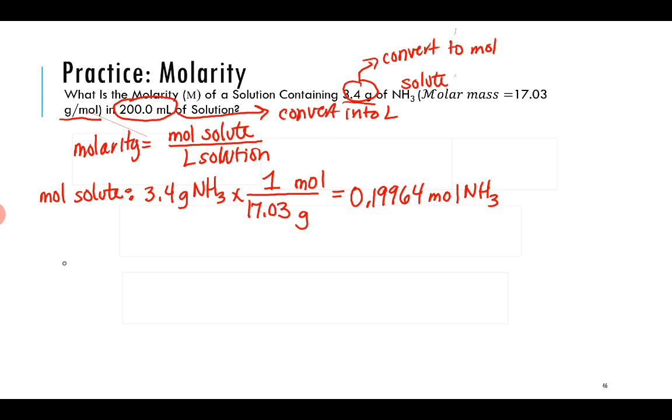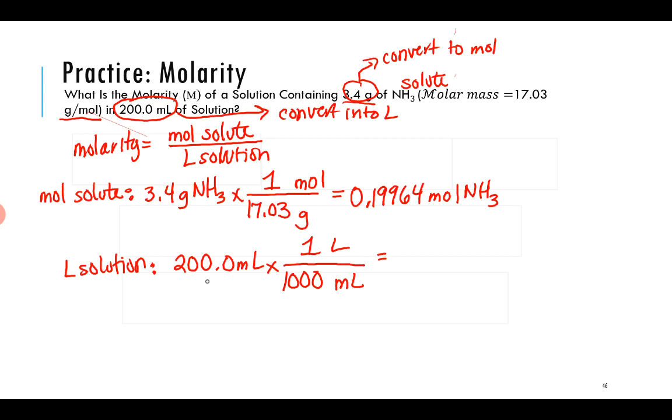Next, I need to find my liters of solution. And so I am given 200 milliliters. And so I need to cancel out my milliliters and I need to get into liters. There are 1,000 milliliters in 1 liter. And so I'm going to divide by 1,000, move the decimal over 3 times, and I end up with 0.2, and then I have 3 significant zeros that I do not want to forget.